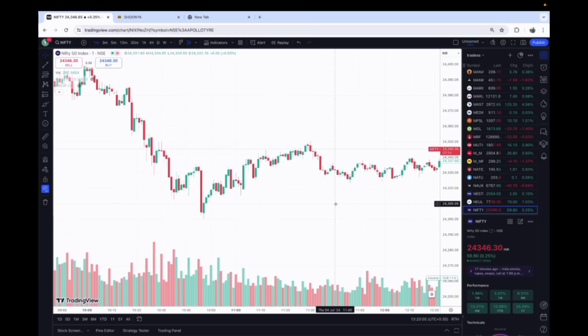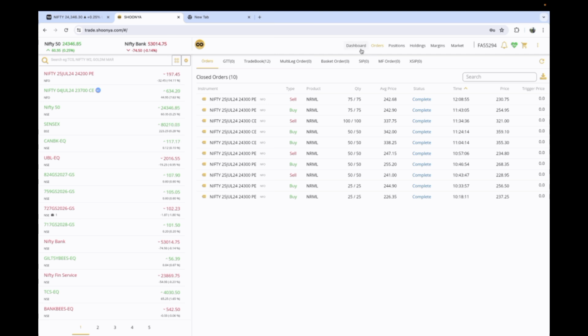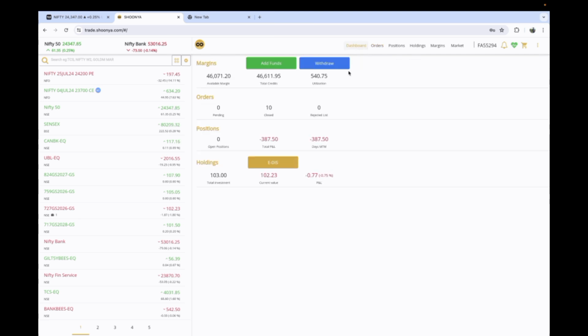Hello, hi everyone. Today I'll be sharing the details of the trades that I have taken. I have currently booked a loss of around 387.50 rupees.